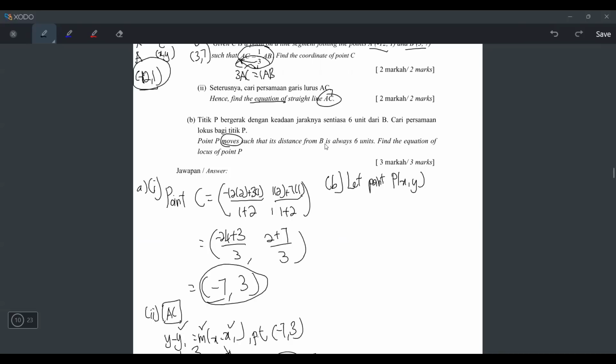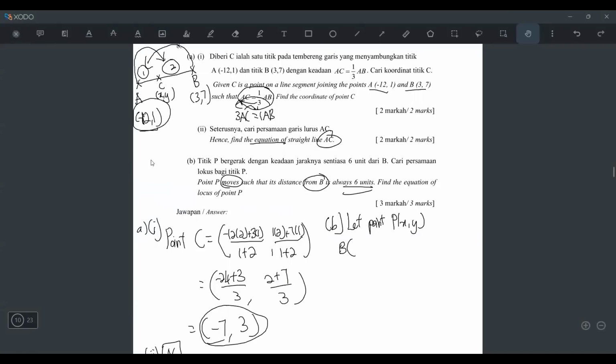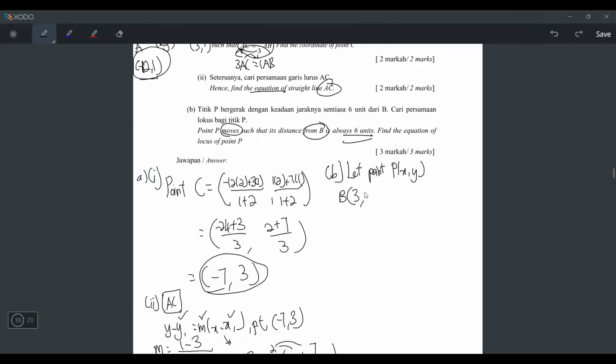Point P moves such that the distance from B is always 6 units. So we can say that point B is what? Point B is the fixed point. And you know point B's coordinates, right? 3, 7. So let's write it down: 3, 7. It means that P is the moving point, B is the fixed point. And then they say find the equation of locus of point P.